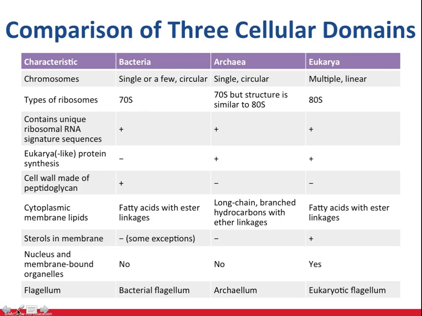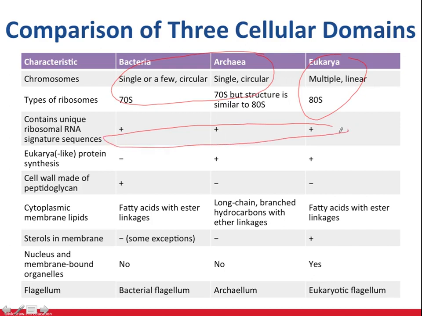The ribosomes for all these three have 50S and 30S subunits. However, for bacteria and archaea, after combination the ribosome is 70S. However, eukaryote is 80S. All have their unique ribosomal RNA.